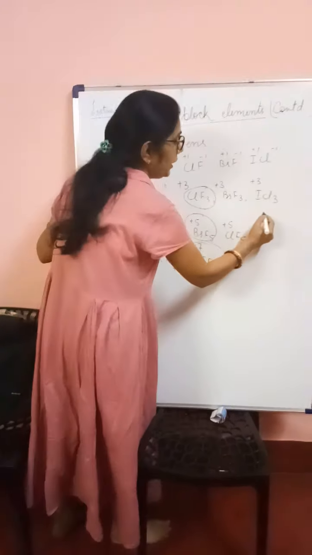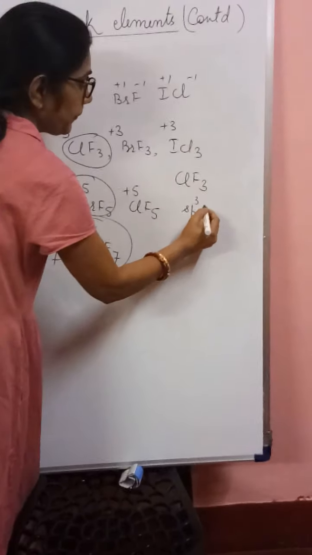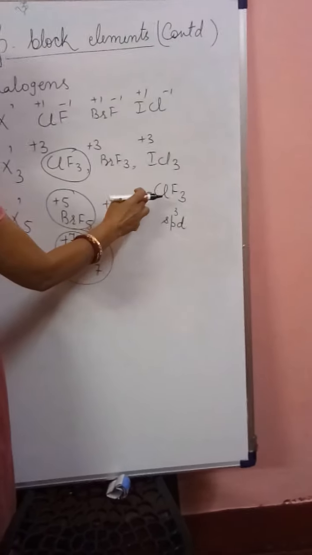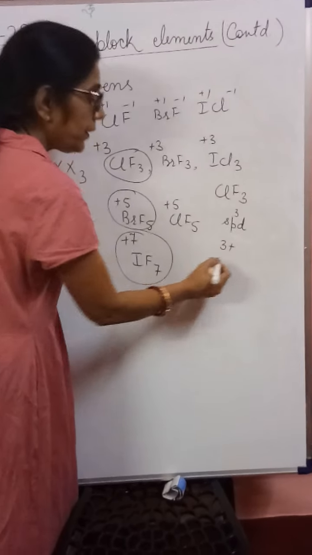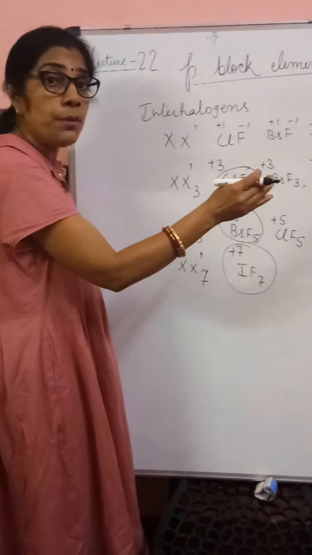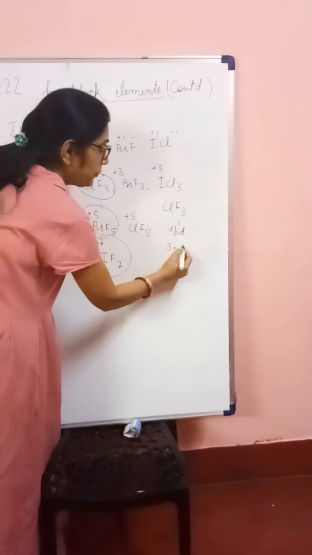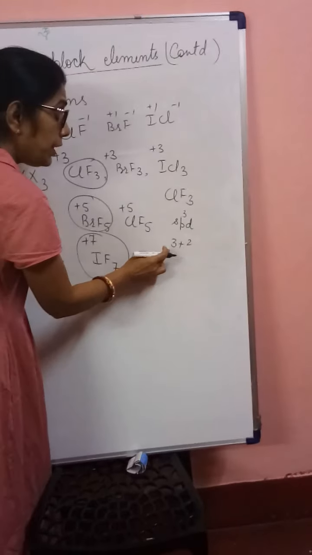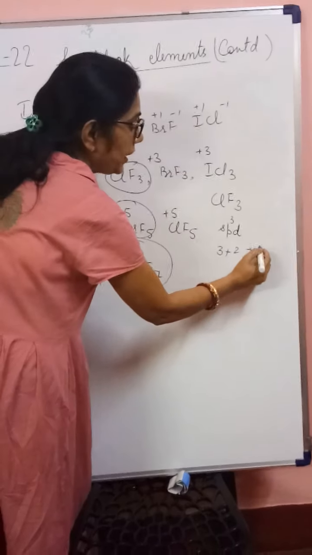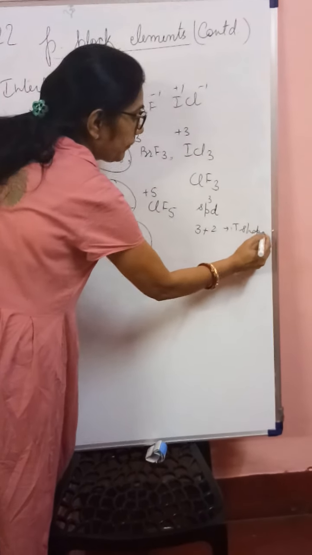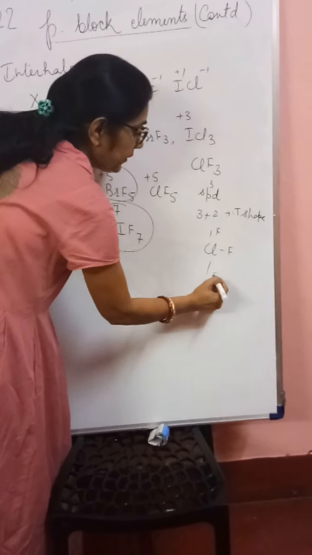In ClF3 the hybridization is sp3d. Chlorine's valence electrons are 7 and it makes 3 bonds. Out of 7, 3 are used in bonds, so 4 electrons are left, that means 2 lone pairs. So 3 bond pairs plus 2 lone pairs gives sp3d, and the shape will be T shape. Have a look at the 3-dimensional figure, T shape it is.